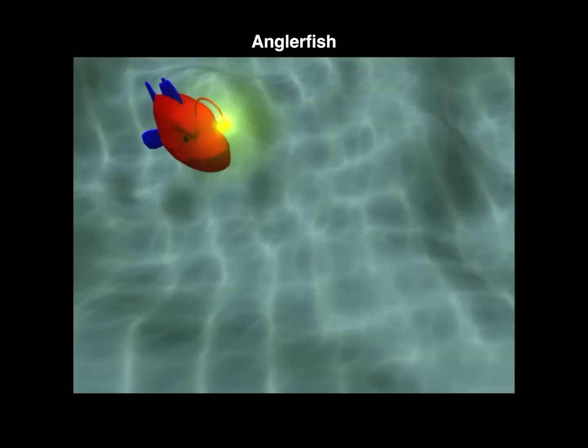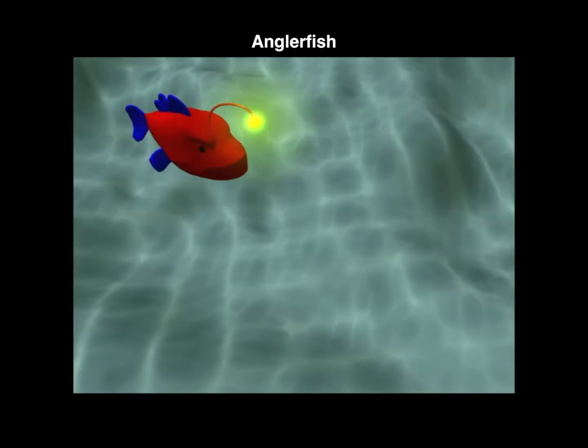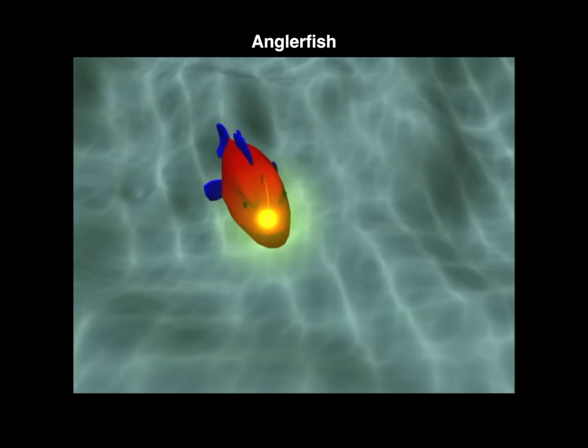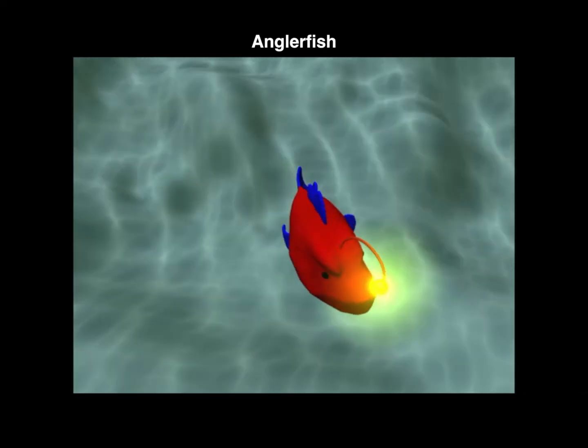Different connection types can be combined to form more complex structures. This cartoony anglerfish consists of a solid body, fins comprised of shells, and a rod-like appendage with a solid spherical light on the end.